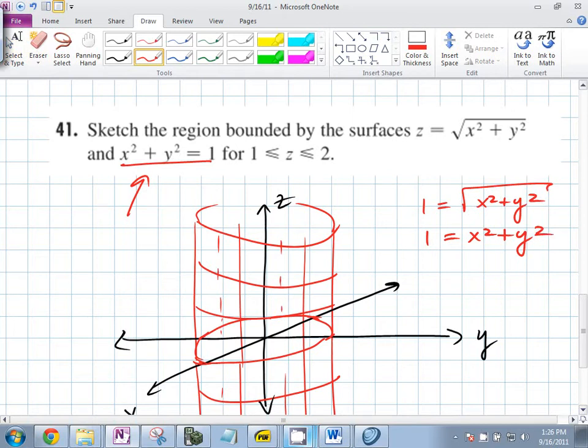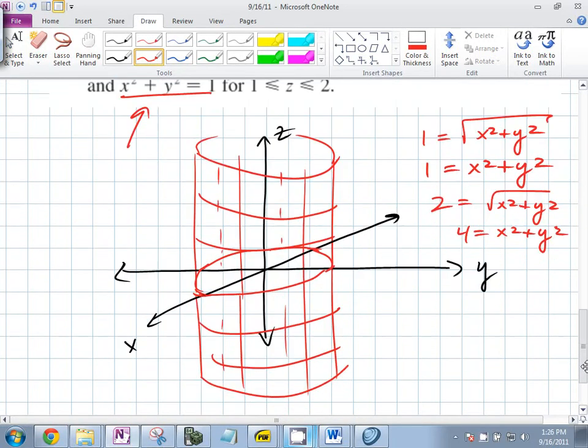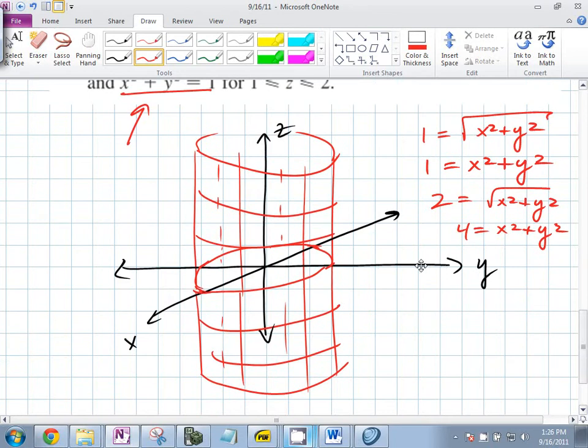What happens if we plug in 2? We get 2 is equal to the square root of... So 4 equals x squared plus y squared. So what is that going to be? It's a bigger circle. Yeah, not too much bigger, it's a radius of 2. So you have to square root it. So maybe it's a cylinder with that being the intersection.